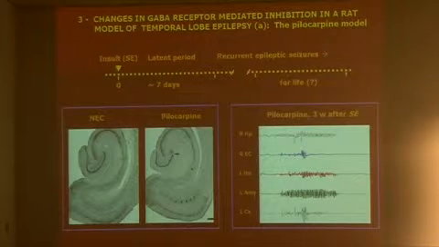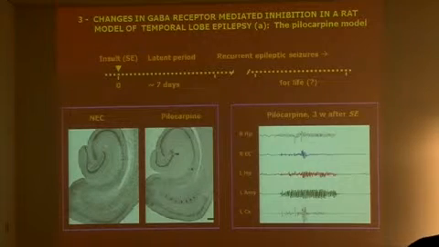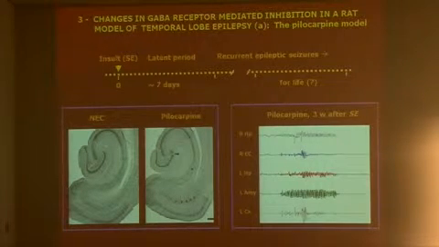So, which is the third one? The third part was temporal lobe epilepsy. Well, temporal lobe epilepsy studied by using the pilocarpine model.